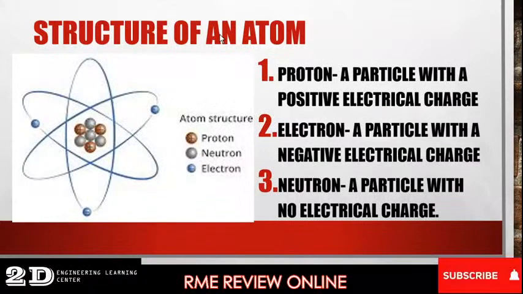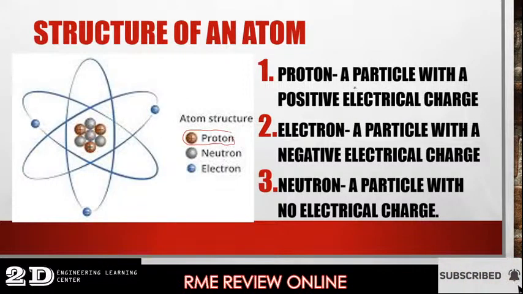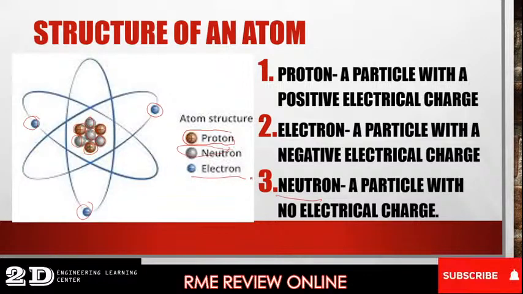So we have the structure of the atom, so mga parts ng atom. So we have the proton. So the proton is a particle with a positive electrical charge. So ito yon. So sa ating drawing, meron tayong tatlong proton. Then you have the neutron. So the neutron is a particle with no electrical charge. So ito yon sa ating drawing ng atom. Then you have the electron, a particle with a negative electrical charge. So ito yung mga electron nasa labas or nasa orbit ng atom. So ito yung electron. Okay?